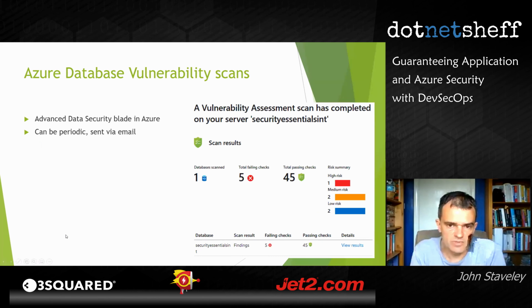Okay. So one of the things you can activate on the database is vulnerability scans. So you get an email once a week that looks something like this. You've got total 5 failing checks, 45 passing checks, high risk, medium risk, low risk. It's in the Advanced Data Security blade in Azure. Again, that's some good feedback on things you need to change. You can provide checks on things like needing to classify sensitive data, set correct database owners, restrict via firewall, guest user disabled, transparent data encryption enabled, that kind of thing.